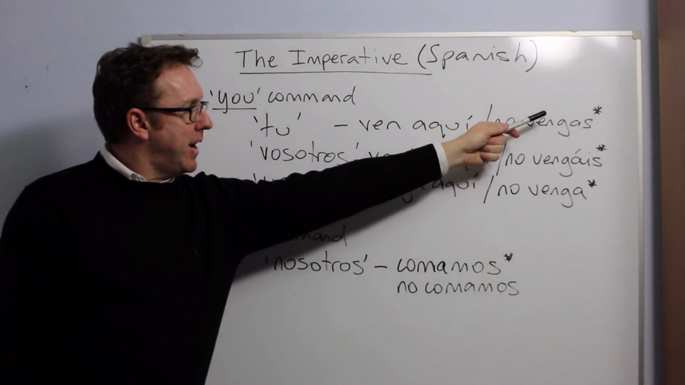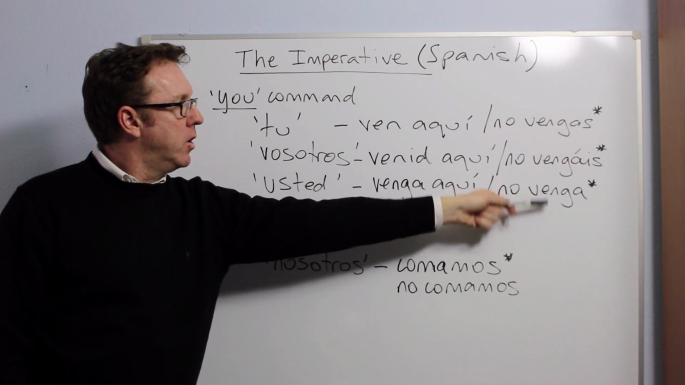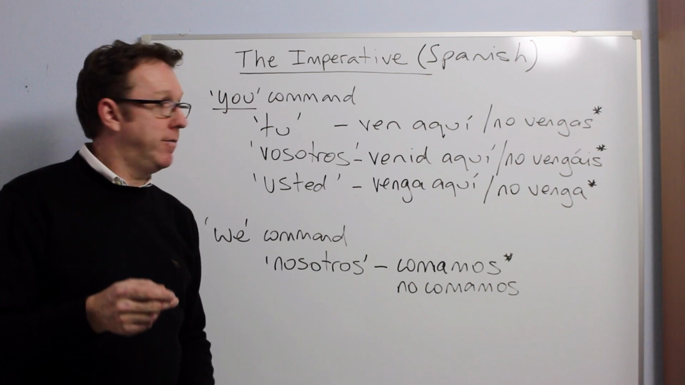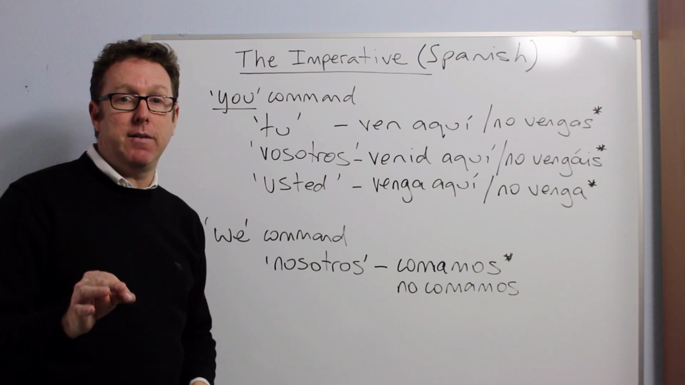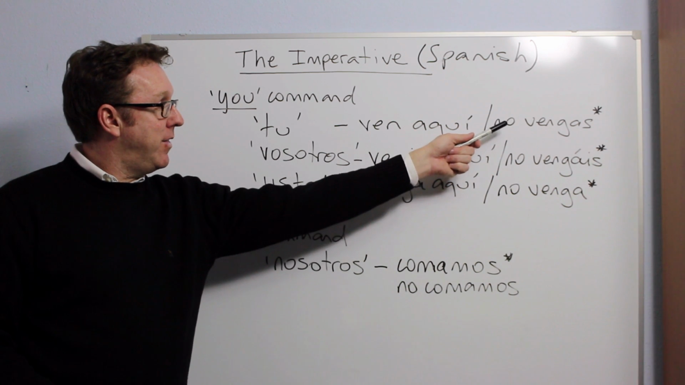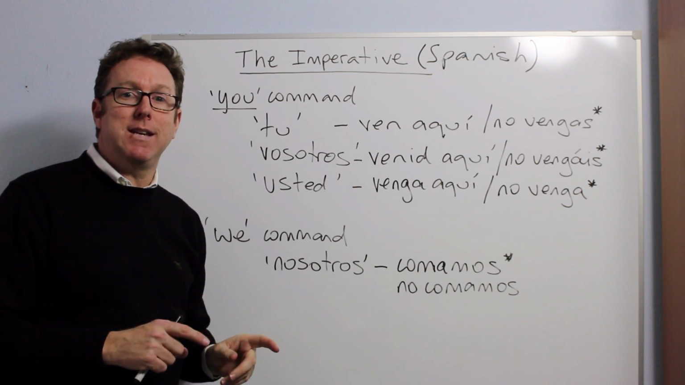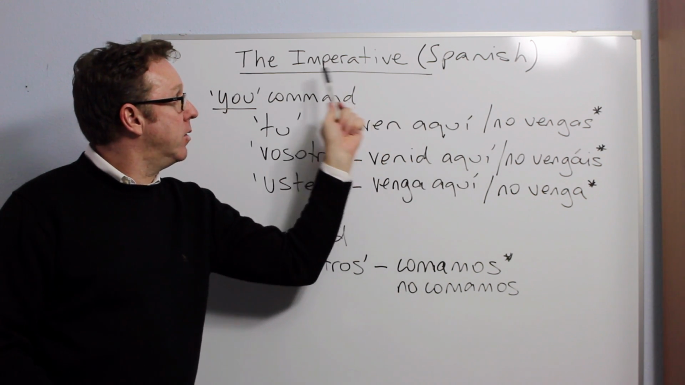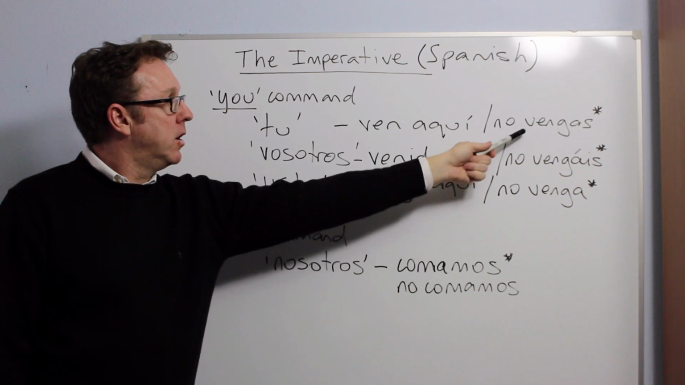Now, I've put an asterisk next to this particular verb here, which means that it is using the Spanish subjunctive. If you don't know what the subjunctive is, or you're having troubles with the subjunctive, you're going to have trouble forming the imperative in Spanish, especially in the negative. So be careful with that, and I'll show you in another lesson exactly what the subjunctive is and how we form it.